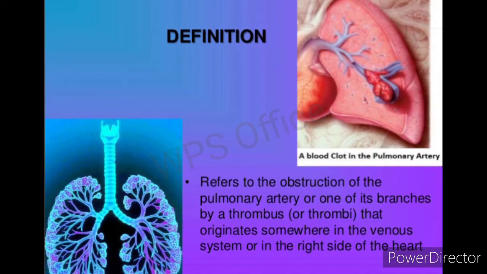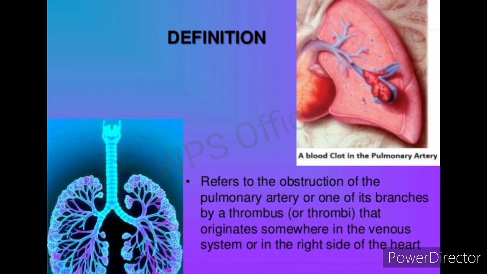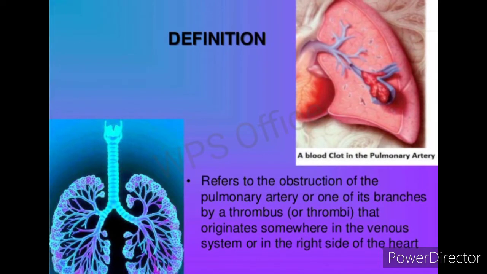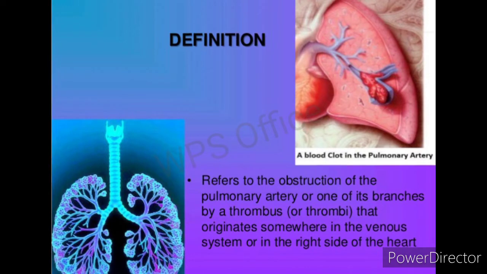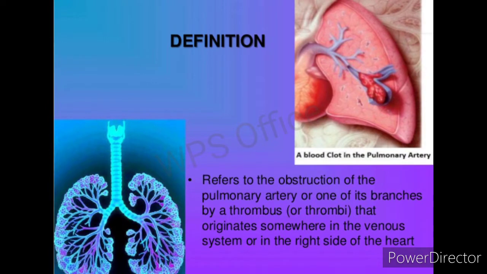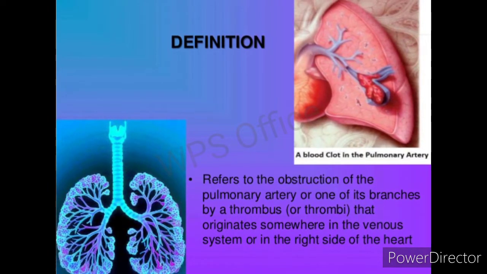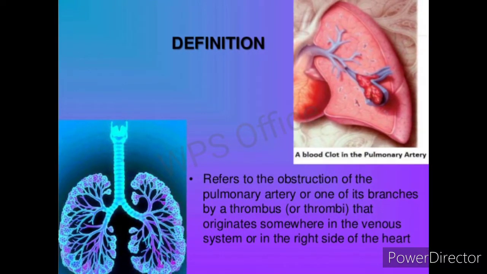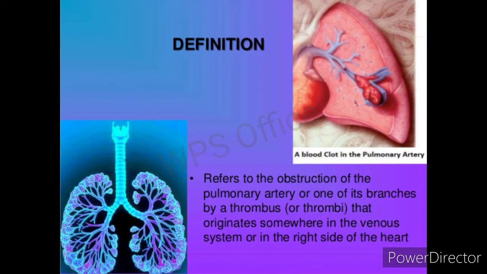When the pulmonary artery or one of its branches is blocked by a thrombus, that means a blood clot. When blood clots fuse together, they form a thrombus. That thrombus is going to obstruct the circulatory flow. Where will this thrombus originate from? It will originate from the venous system, or from the right side of the heart. So pulmonary embolism is an obstruction of the pulmonary arteries by a thrombus.